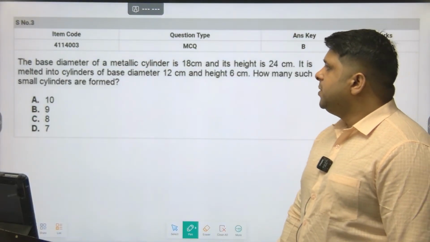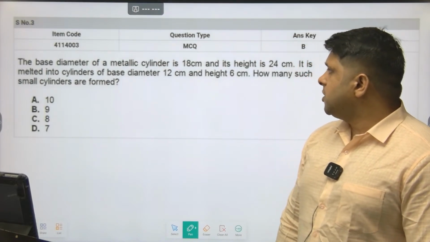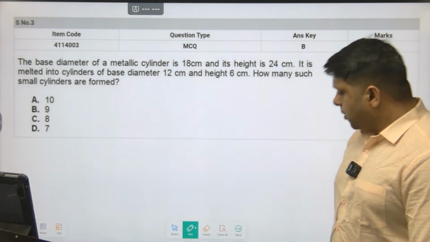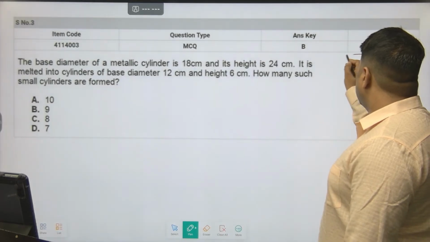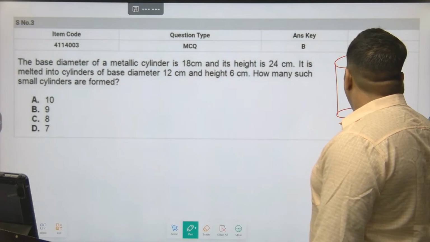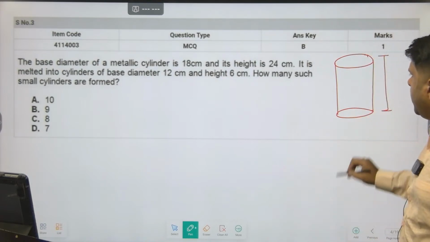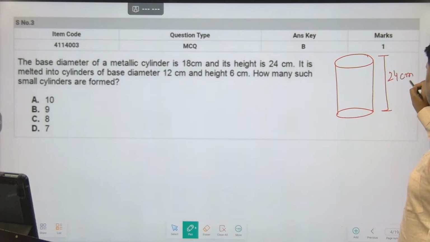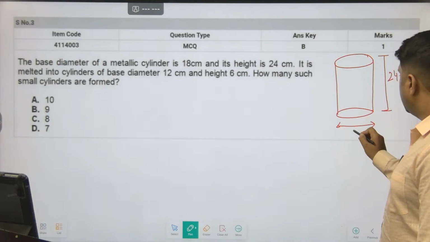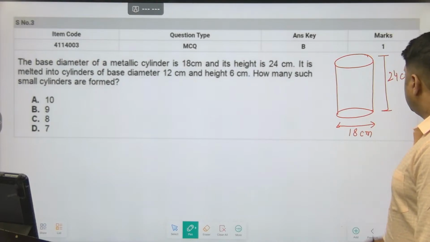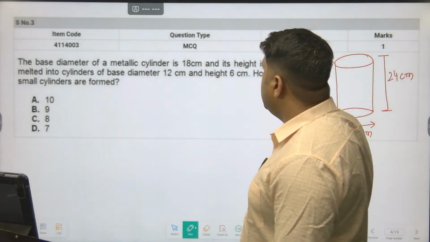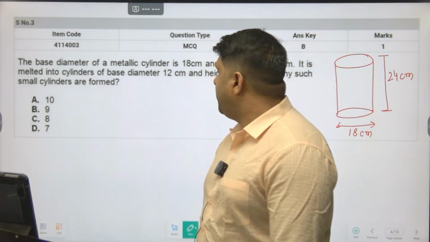Here he is saying the base diameter of a metallic cylinder is 18 centimeter and height is 24 centimeter. Now let's make a cylinder. The shape of the cylinder is going to be like this. Here they have provided us with the height, so height is 24 centimeter and its diameter is 18 centimeter. Now the next information they are providing us is that it is melted into cylinders of base diameter.